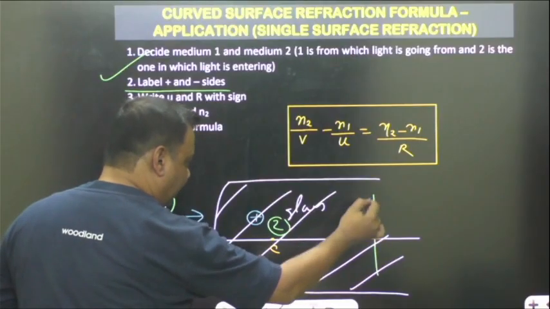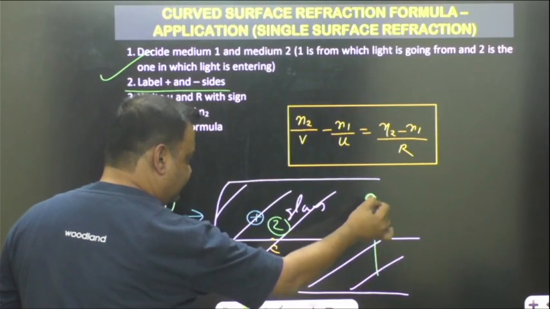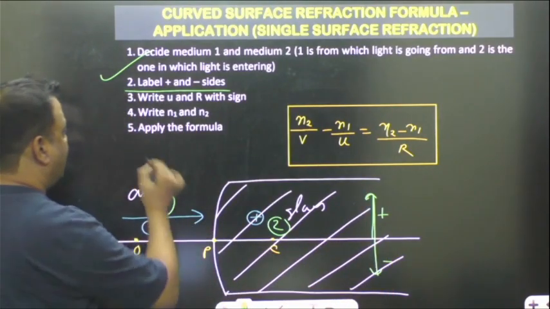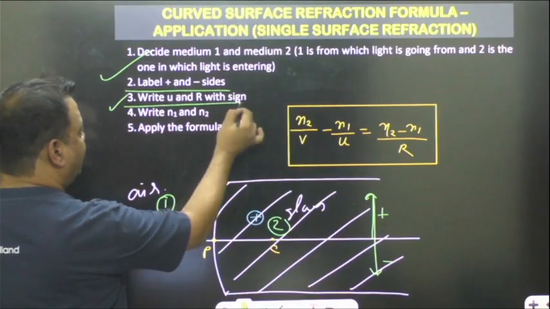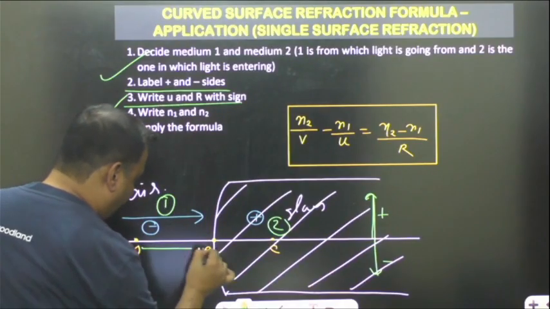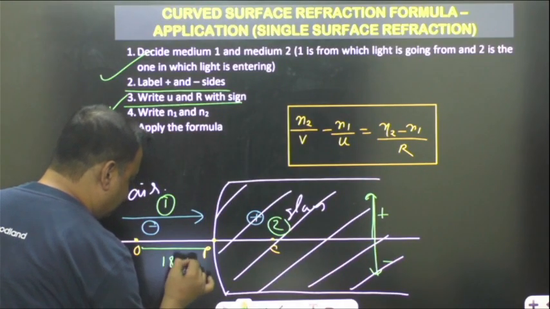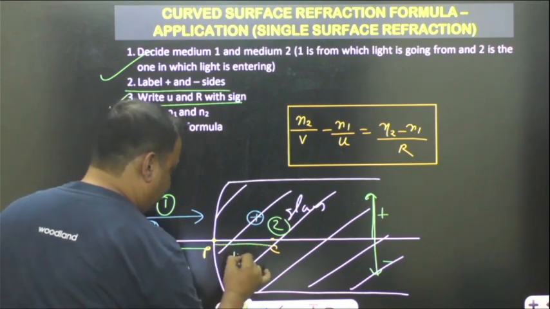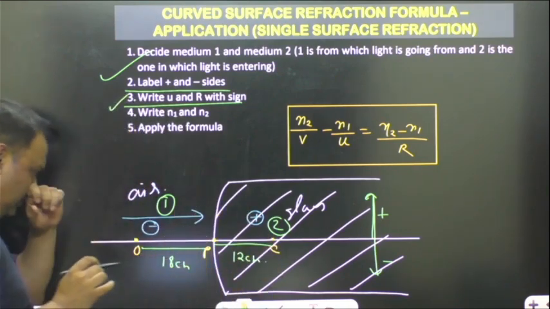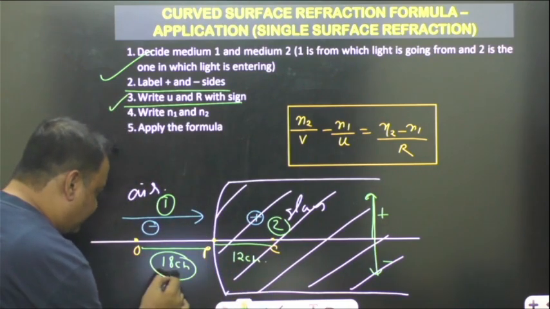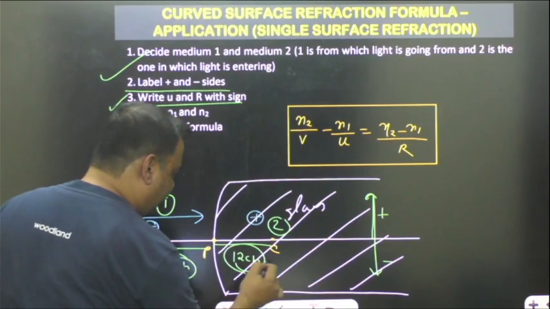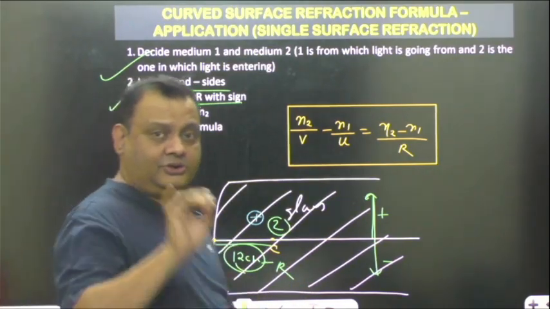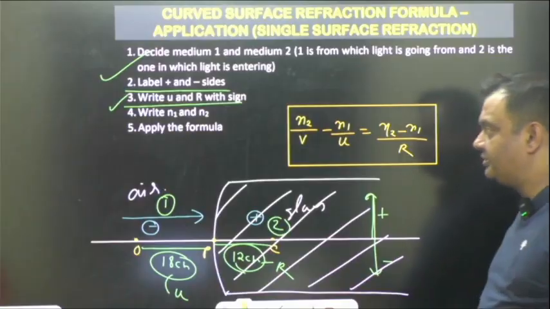If you talk about the heights, we know upward height is taken as positive, downward as negative. Write u and r with sign. Suppose the object is 18 centimeter away and the radius of curvature is 12 centimeter. The distance of the object is denoted by u and the radius of curvature is denoted by r. So you have to write u and r with proper sign.